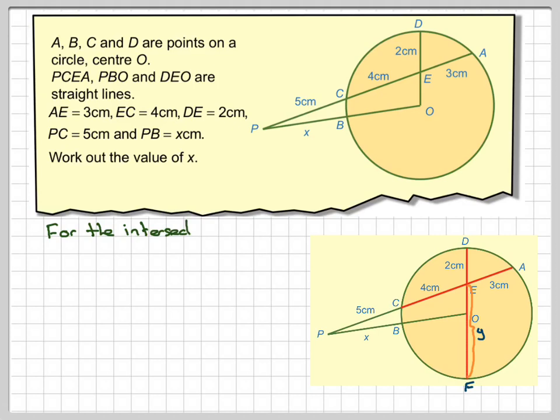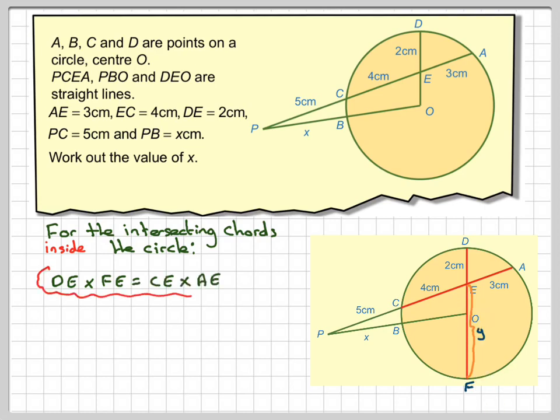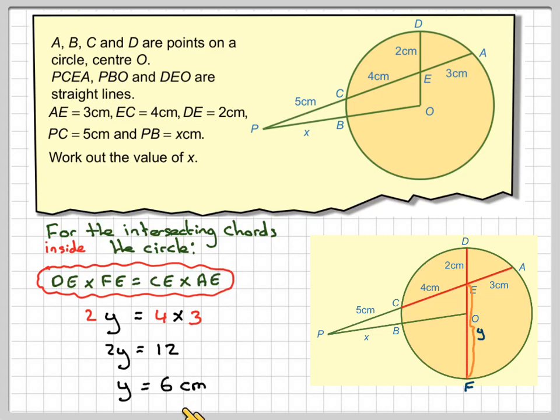So for intersecting chords inside the circle, we're going to have that DE times FE is equal to CE times AE. So that means 2 times y is going to be equal to 4 times 3. So 2y will be equal to 12, and therefore y is equal to 6 centimeters. So this distance here is 6 centimeters. So that means that FE is 6 centimeters.